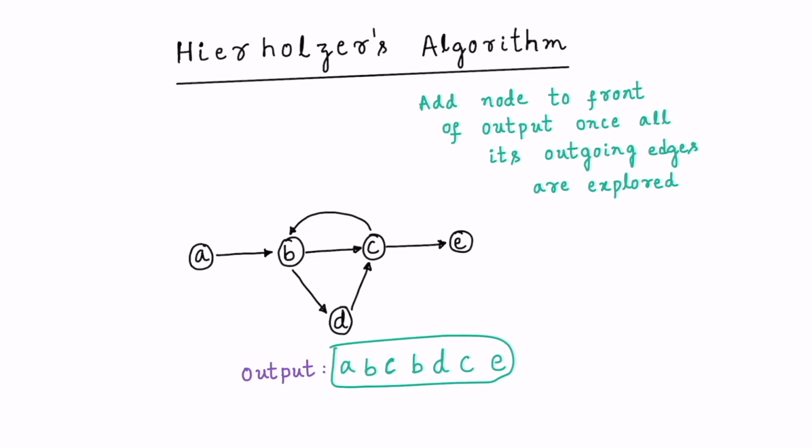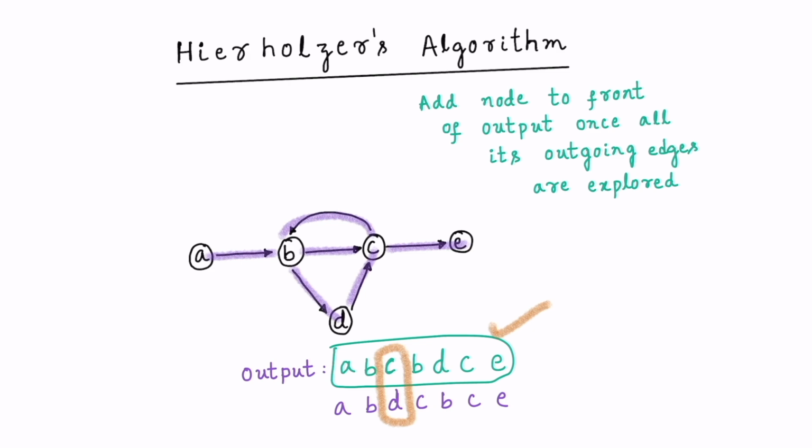But there is another Eulerian path that goes from A to B, B to D, D to C, C to B, B to C, and C to E. This is the second Eulerian path. But we still return the first Eulerian path because if we look at the first difference between these two paths, which is C, and C comes before D in the alphabet, so we return the first path.